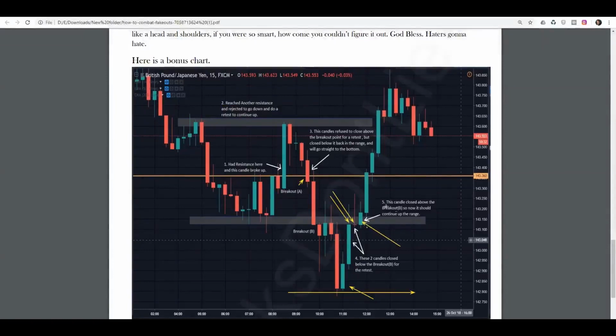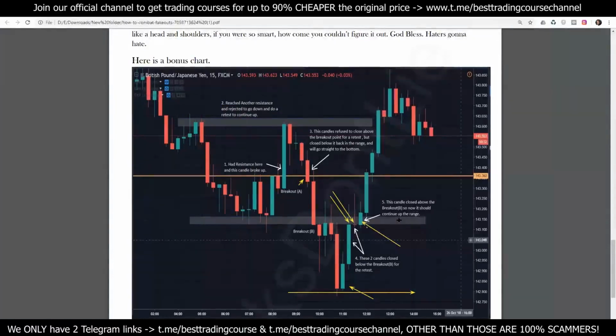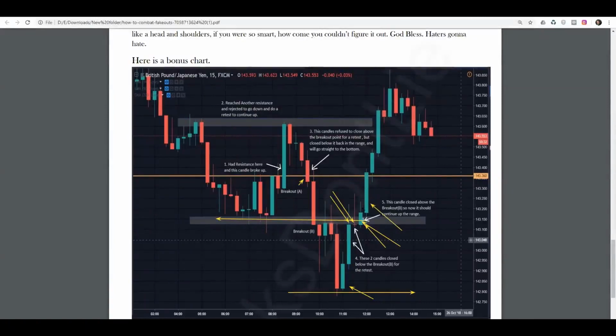This candle closed above the breakout, so now it should continue up the range, right? So it closes bullish at support. This means the next candle should continue moving up. So just take a buy and move up, and place a stop below the previous candle. The candle closes bullish. Next candle closes bullish. You trail the stop below the previous candle, and the next candle goes up. You trail the stop, and so on and so forth.